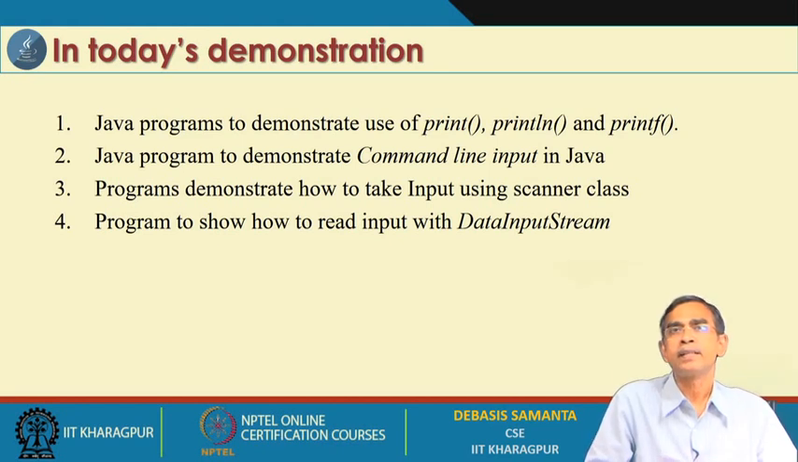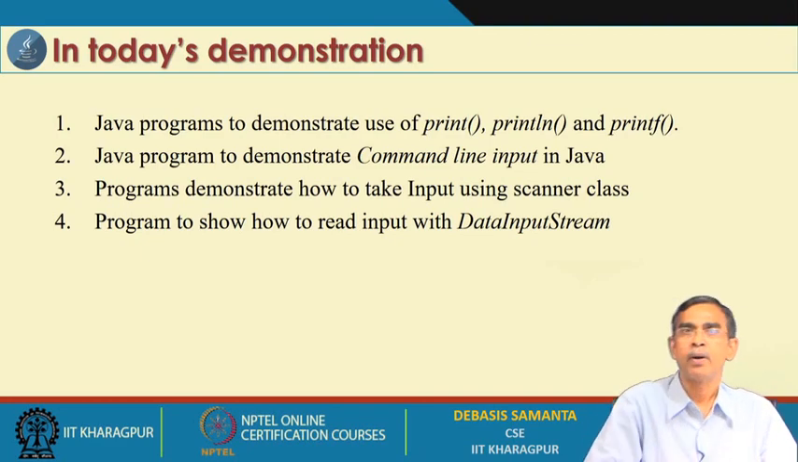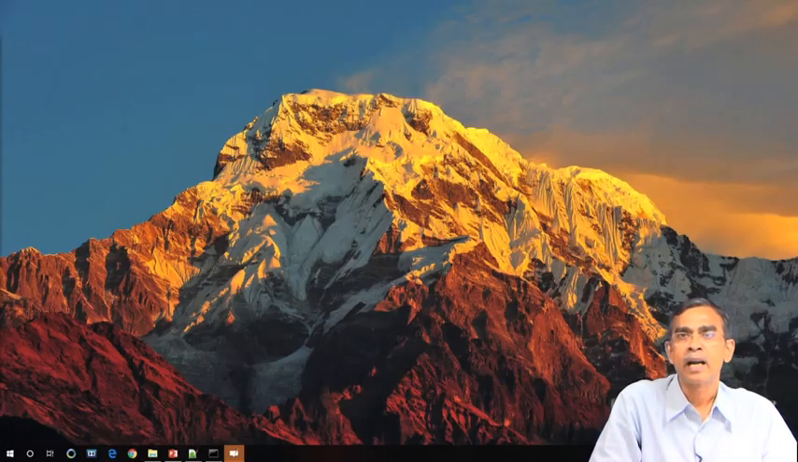And after this discussion about the output, we will discuss the ways input is possible to a Java program. There are three ways by which a programmer can pass input to Java: the command line argument, using the Scanner class, and using the DataInputStream class. So, let us have the demo about these now.